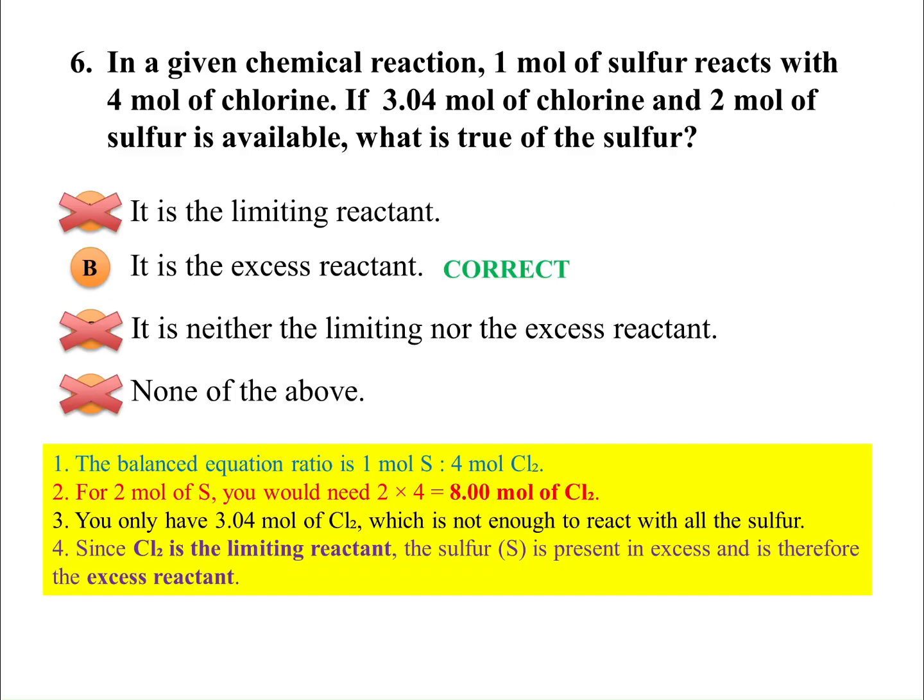Sulfur is the excess reactant, because the balanced equation ratio is 1 mole of sulfur reacts with 4 mole of chlorine, and for each 2 mole of sulfur you would need 8 mole of chlorine, and then you only have 3.04 mole of chlorine, which is not enough to react with all the sulfur. Since chlorine is the limiting reactant, the sulfur is present in excess and therefore is the excess reactant.